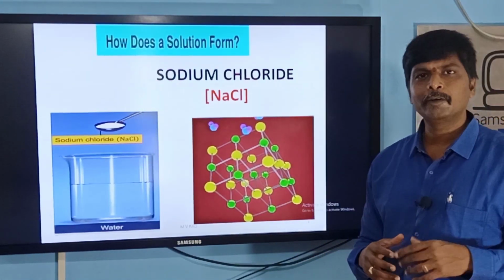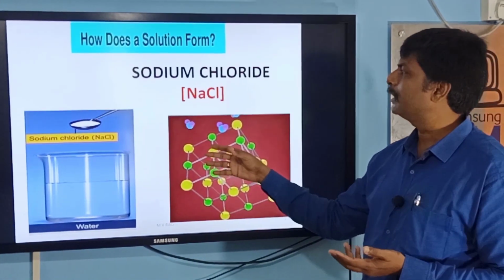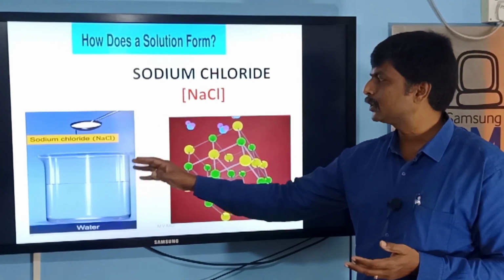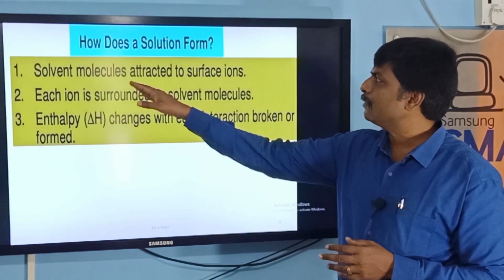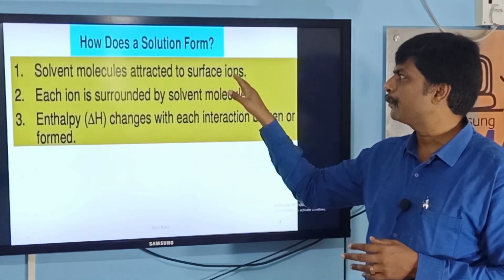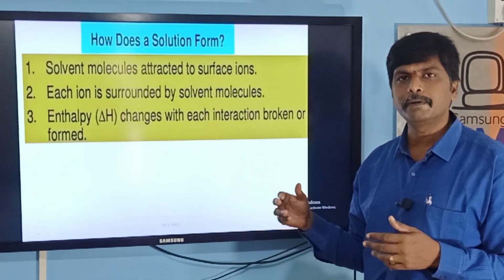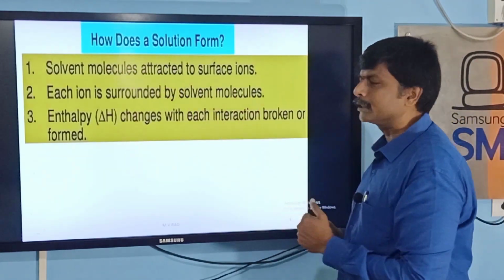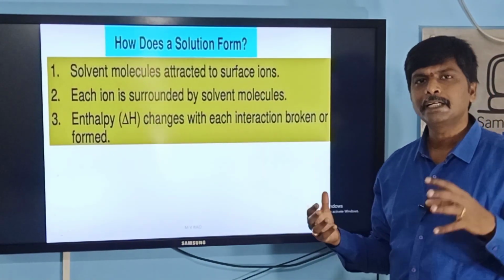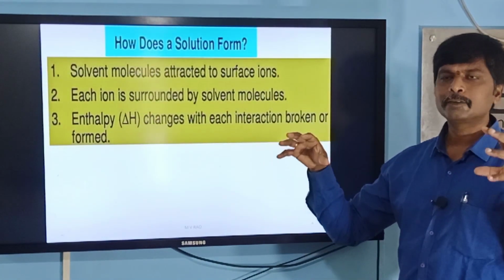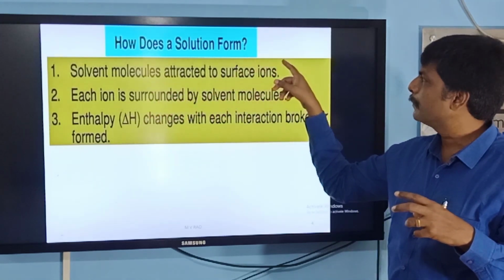Then what will happen? You know this one, sodium chloride is soluble in water. Why is it soluble in water? Why does sodium chloride form a solution with water? Solvent molecules are attracted to surface ions. What are the solvent molecules in this example? Water molecules. Water molecules are attracted to the surface ions, the sodium ion and chloride ion.